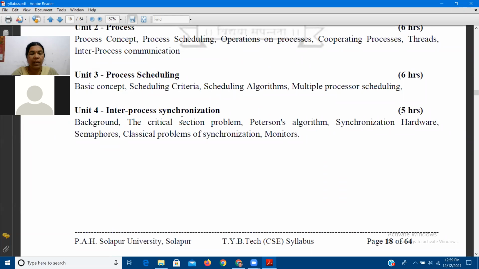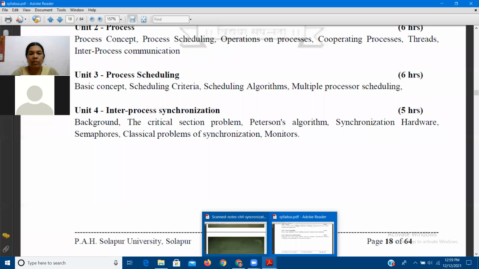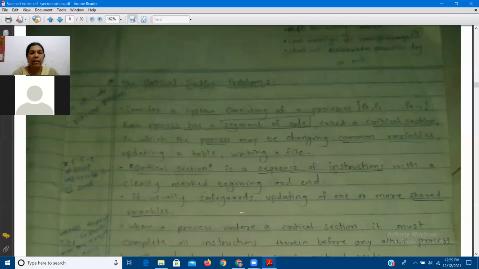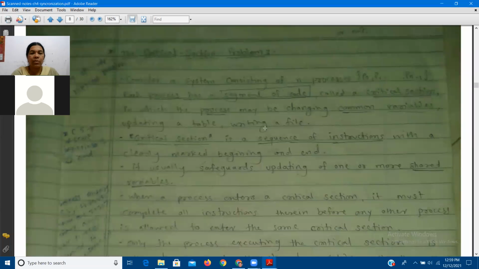Before that, we'll try to clear what we mean by critical section and what we mean by critical section problems. Note down in your notebook the second point, the critical section problem. So consider a system consisting of n processes, P0, P1, up to Pn minus 1. Each process has a segment of code called a critical section. In the sense, each and every process has a critical section.